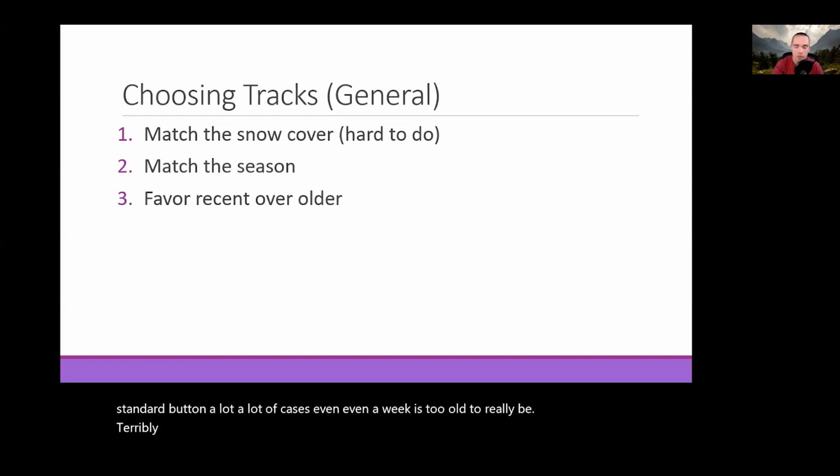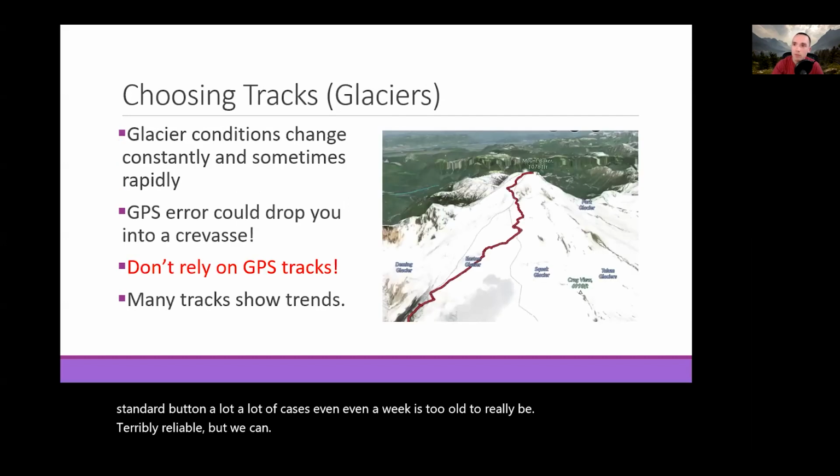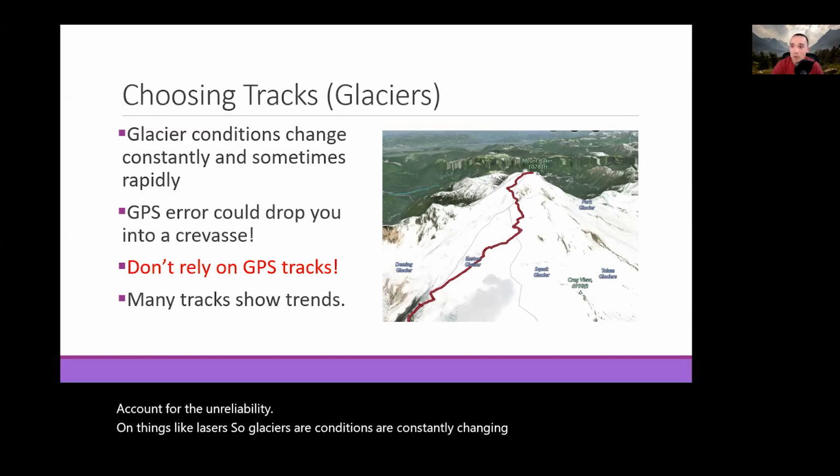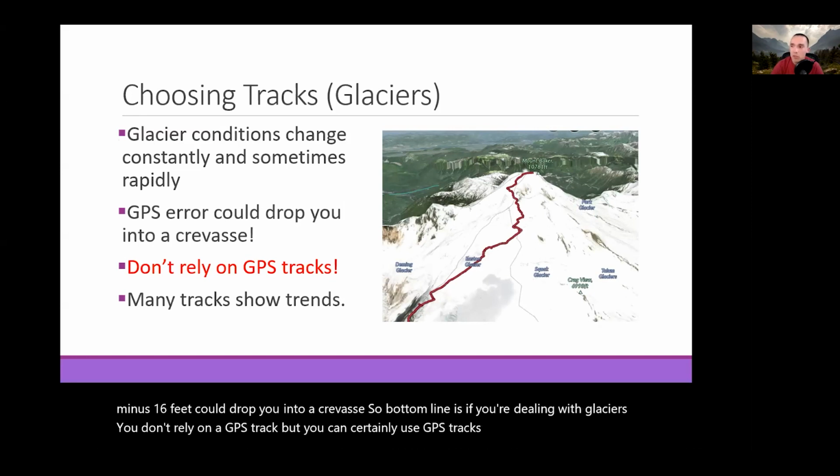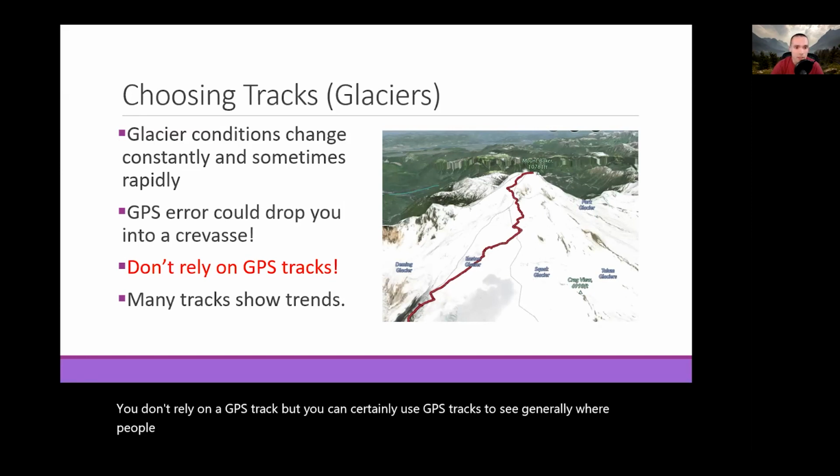But we can account for the unreliability on things like glaciers. Glacier conditions are constantly changing, and sometimes they change very rapidly. And just GPS error alone, which best case scenario on an iPhone is plus or minus 16 feet, could drop you into a crevasse. So bottom line is, if you're dealing with glaciers, you don't rely on a GPS track. But you can certainly use GPS tracks to see generally where people go, and we'll see that in the example today.